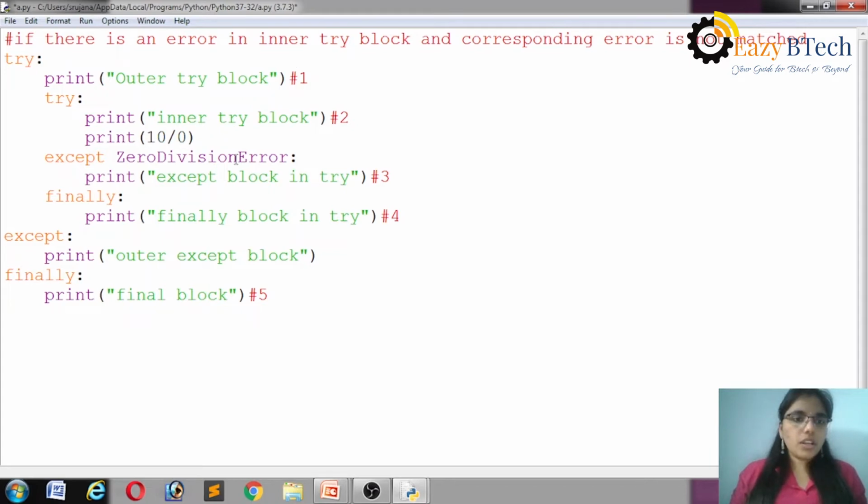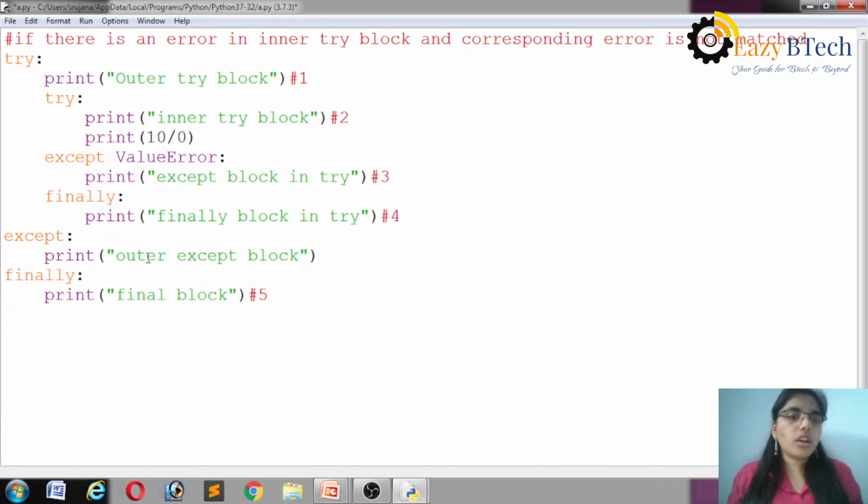For example, let's see here. It is a value error. So the outer try block is executed. After that, the inner try block is also executed. So here, what will happen? Actually, this value error is not solved, so automatically it will move on to the outer except block.